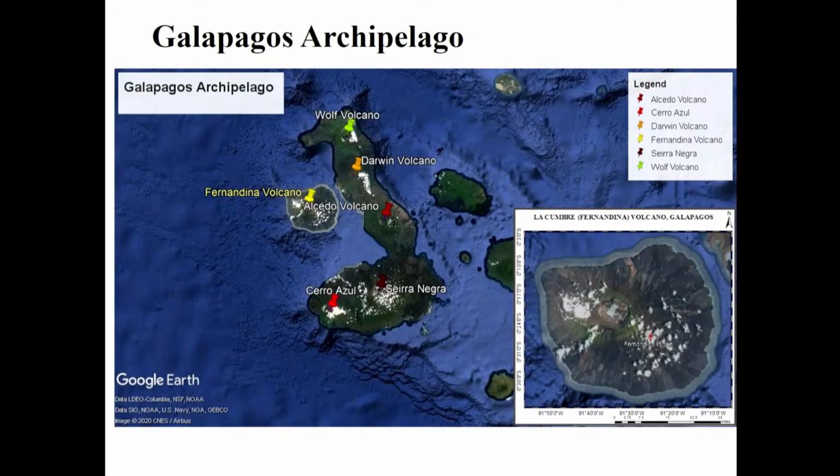Now, a few studies were carried out by me and my team for the Galapagos archipelago. There are several volcanoes, like Wolf volcano, which is the highest peak volcano in the Galapagos archipelago, Fernandina volcano, and Darwin volcano. So we carried out a study particularly for the La Cumbre Fernandina volcano eruption, and tried to do the subsidence mapping and monitoring as well as the lava flow mapping.